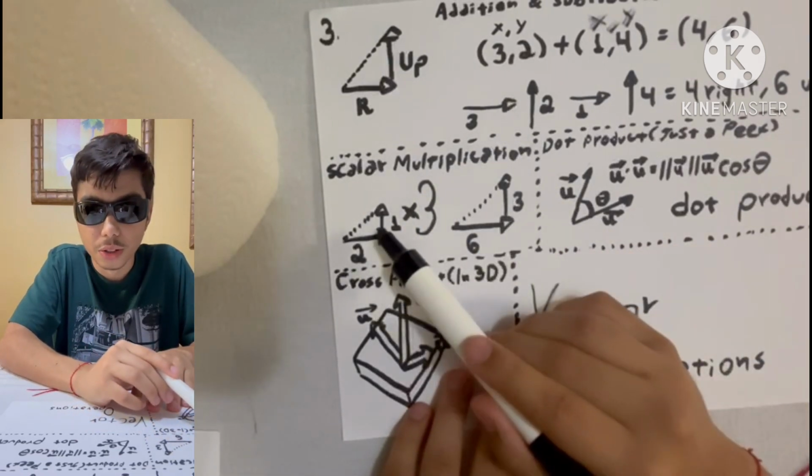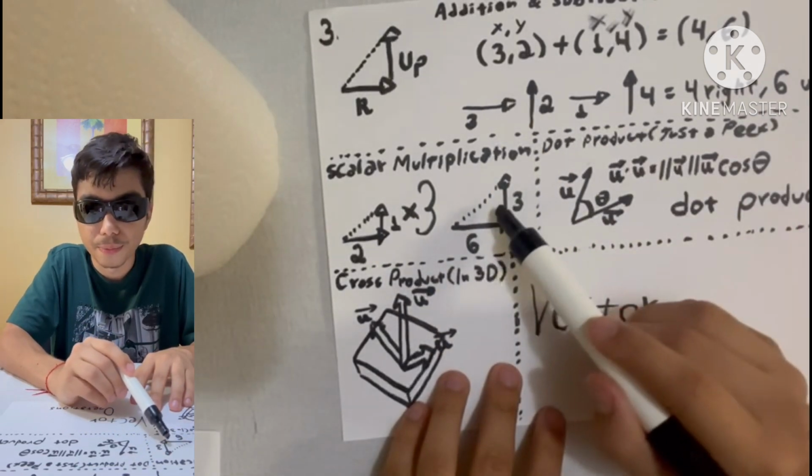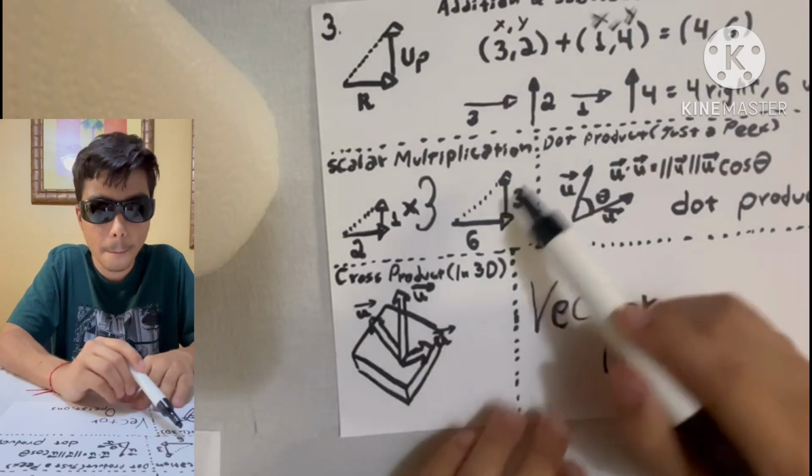Multiply (2, 1) by 3. You will get (6, 3). It is the same direction, but 3 times longer.